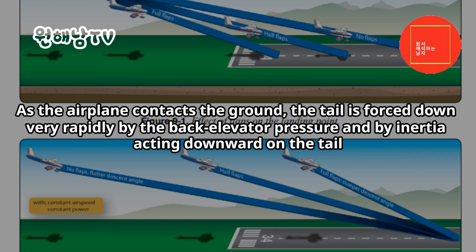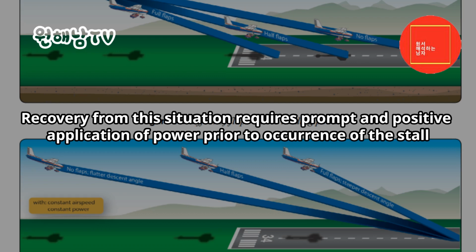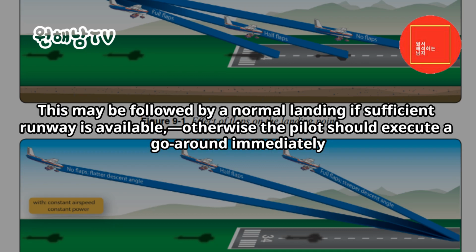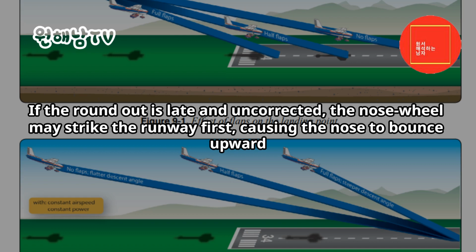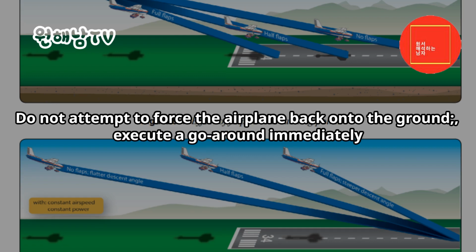As the airplane contacts the ground, the tail is forced down very rapidly by the back elevator pressure and by inertia acting downward on the tail. Recovery from this situation requires prompt and positive application of power prior to occurrence of the stall. This may be followed by a normal landing if sufficient runway is available, otherwise the pilot should execute a go-around immediately. If the round out is late and uncorrected, the nose wheel may strike the runway first, causing the nose to bounce upward. Do not attempt to force the airplane back onto the ground, execute a go-around immediately.